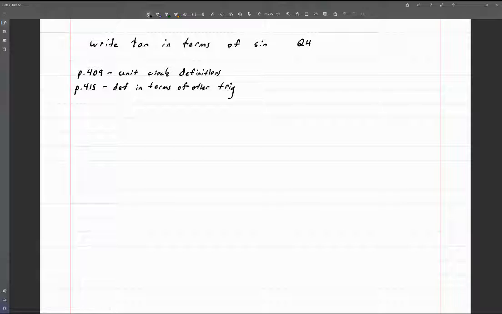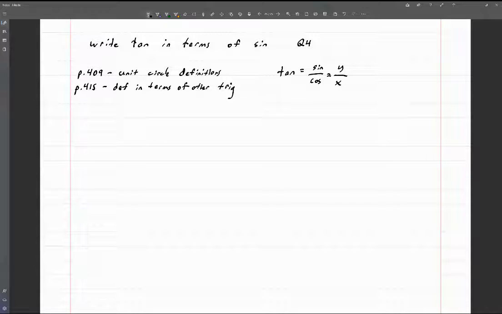So tangent is defined to be sine over cosine. Going off the definitions on page 409, sine is the same thing as your y value as you trace around the unit circle, and the cosine is the same thing as your x value.